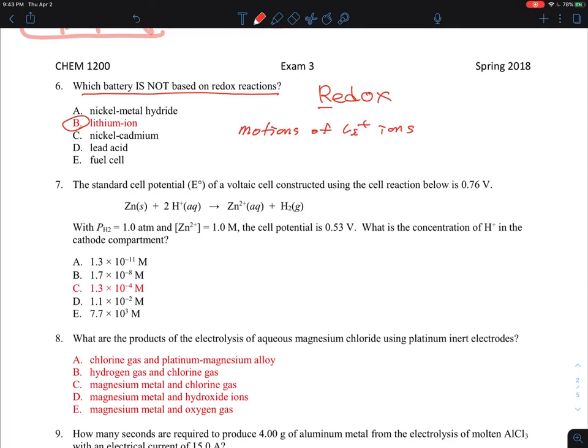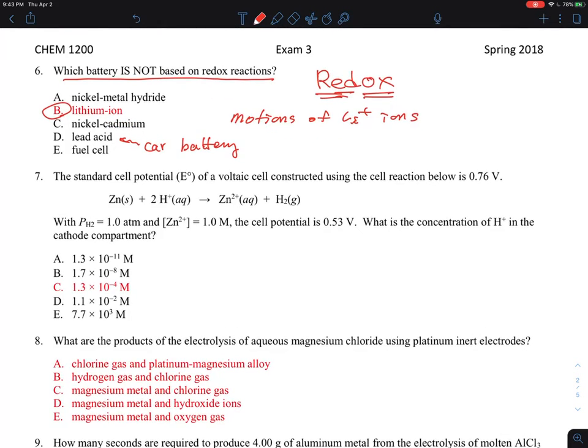Redox means something got reduced, something got oxidized, and that's the way that most batteries work. Lead acid is in your car batteries. And lithium, these are all different ones exchanging the voltages in and out.